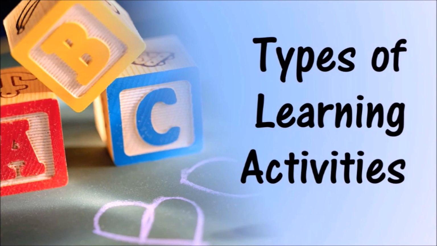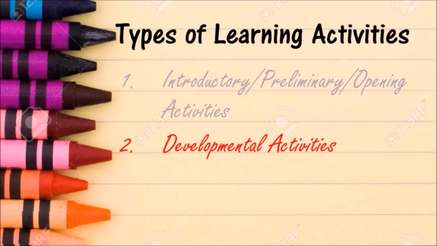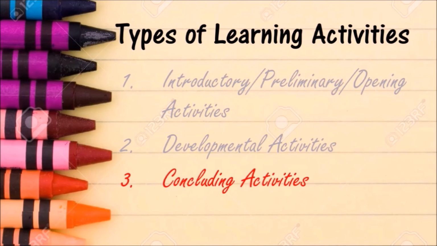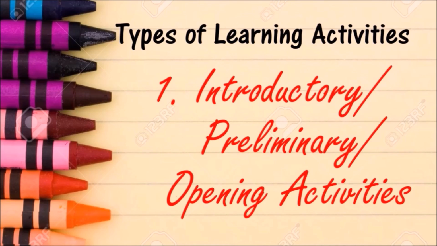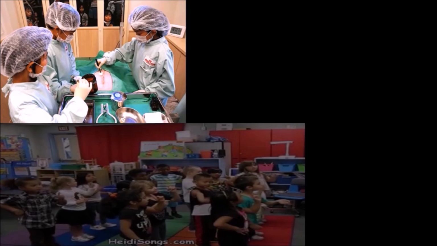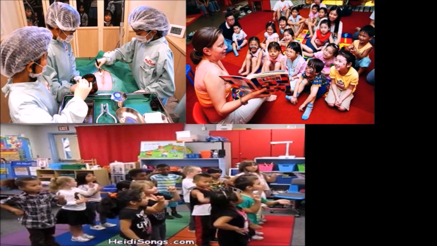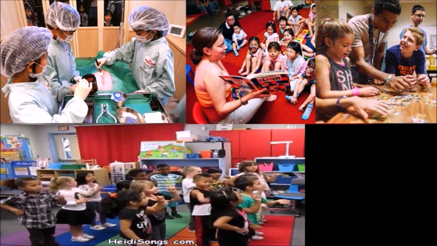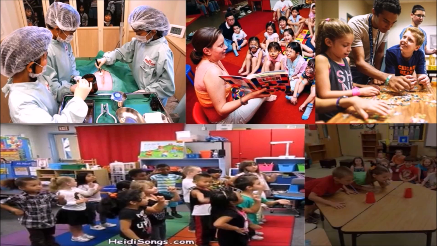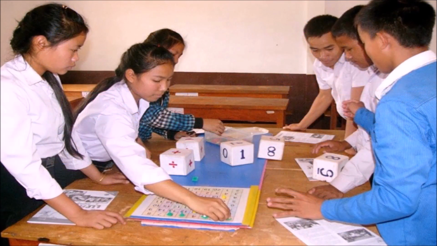Types of learning activities include introductory or preliminary or opening activities, developmental activities, and concluding activities. Number 1. Introductory activities. These activities are usually done at the start of the year or at the start of every lesson. These activities are supposed to serve as starters or as unfreezing activities to make the students feel at ease, to motivate them to participate, and to set the tone of the day.